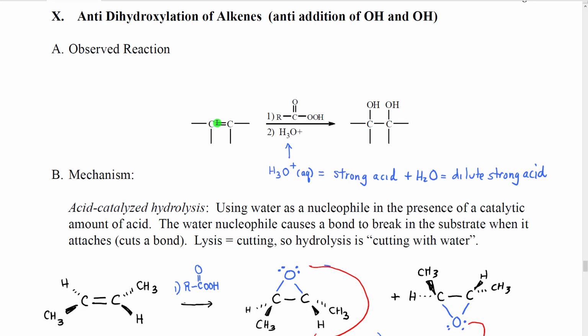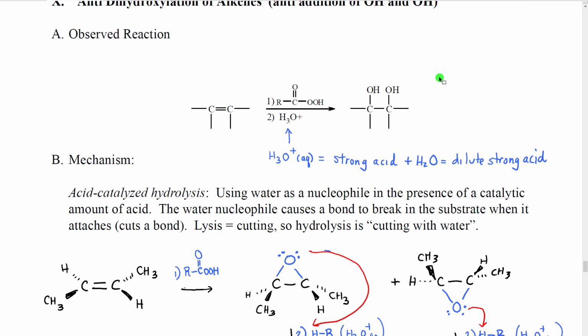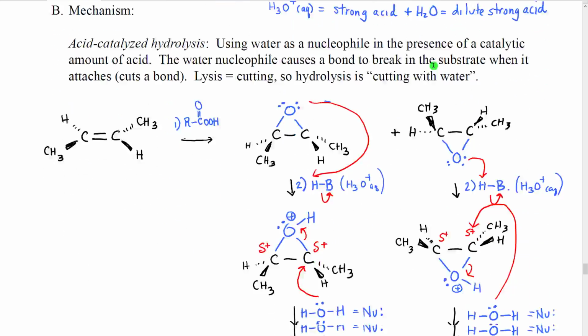At the end of this reaction, the double bond will be converted to a single bond, and we will get a hydroxyl group attached to each carbon of the former alkene. The mechanism looks like this. The first step of the mechanism is an epoxidation reaction. We form a molecule of epoxide. That proceeds with syn stereochemistry, as we mentioned earlier, and it possesses a three-membered ring.